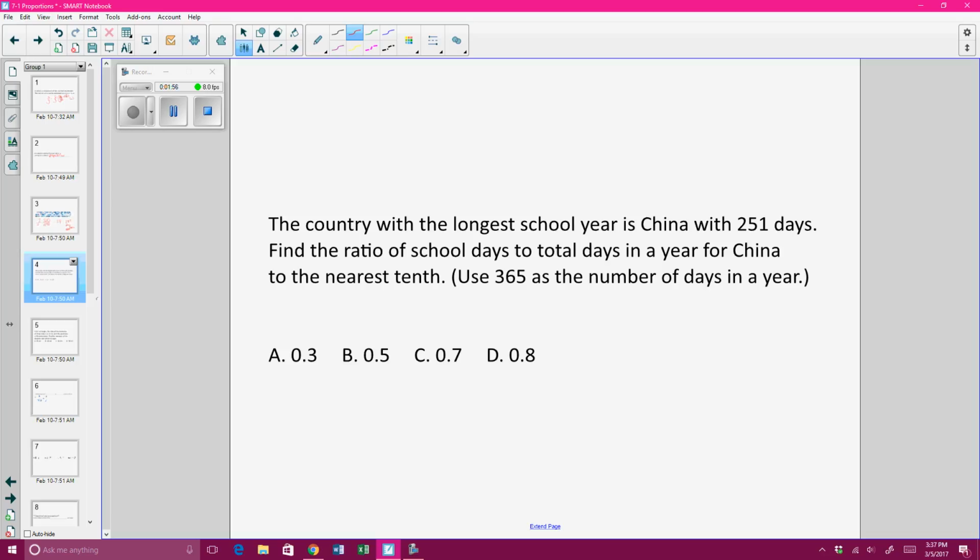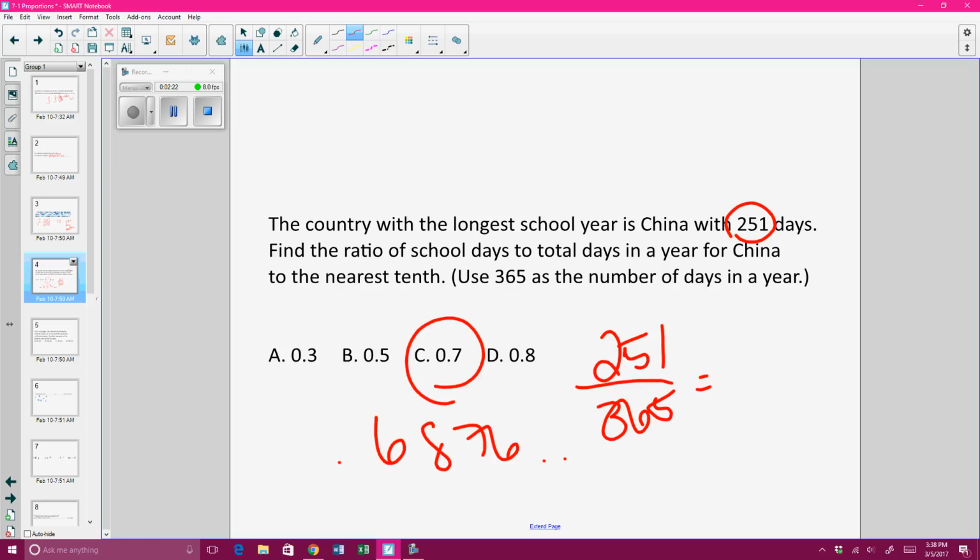For this one, the country with the longest school year is China, and they go to school for 251 days. What is the ratio of school days to total days in a year for China to the nearest 10th? So 251 school days out of 365 total days in a year, 251 divided by 365 is about 0.6876, so it's about 0.7.